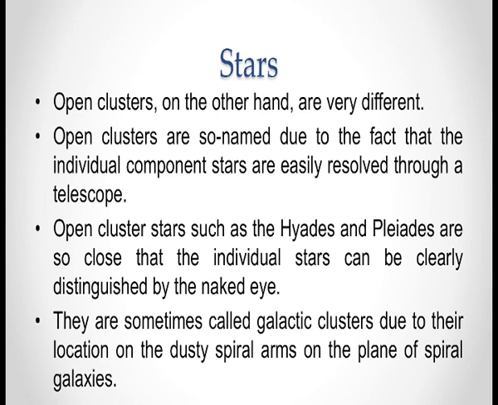Open clusters, on the other hand, are very different. Open clusters are so named because individual component stars are easily resolved through a telescope. Open clusters include the Hyades and Pleiades. So this is the photograph of the Hyades star cluster and the Pleiades star cluster. These two clusters are open star groups, clearly distinguished by the naked eye. They are sometimes called galactic star clusters due to their location on the dusty spiral arms of the plane of the spiral galaxy. Then coming to the classification of stars.